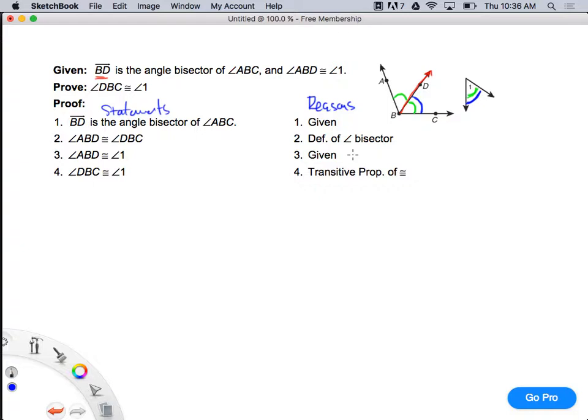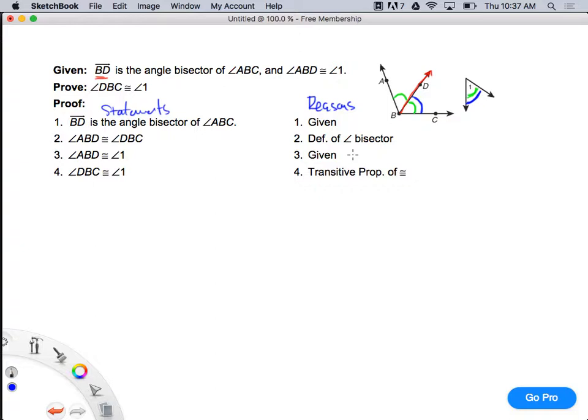So it's a logical next step to say that ABD is congruent to DBC, you see? If that's the angle bisector, then the next step is to say those two angles are congruent. Does that make sense? Okay. And how do I know that those two angles are congruent? That's the definition of an angle bisector. The definition of an angle bisector is that it splits an angle into two congruent angles. Splits it in half, right? Or it splits it into two congruent angles. You see? Does that make sense?